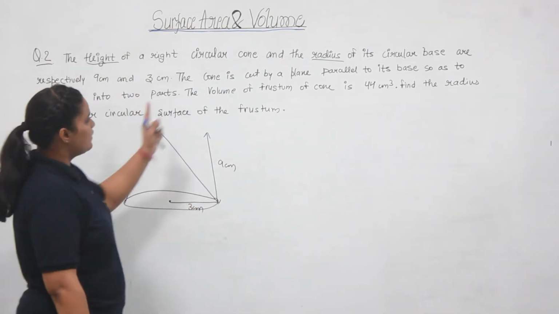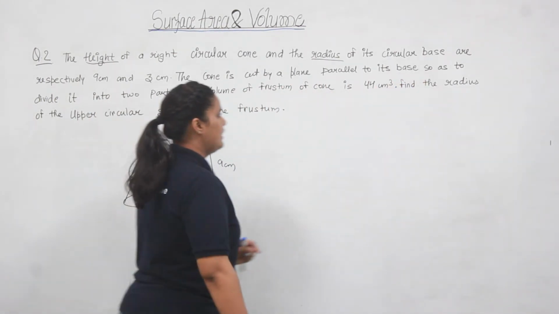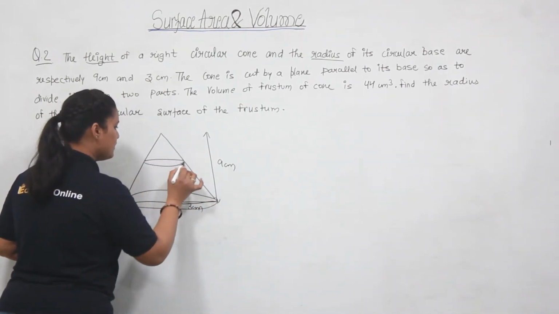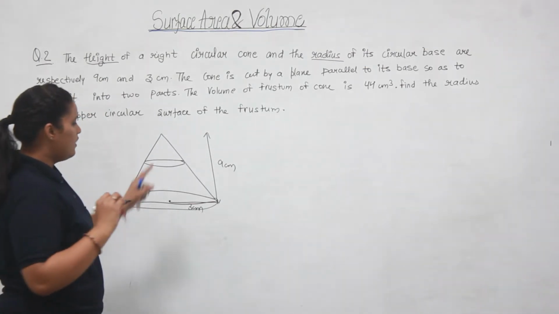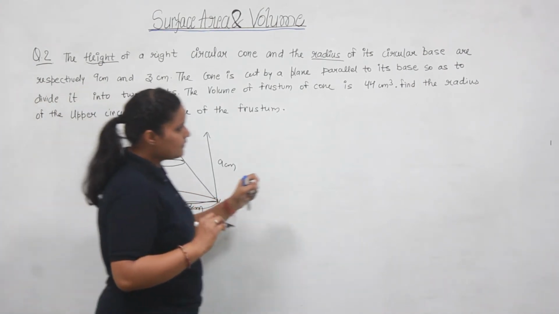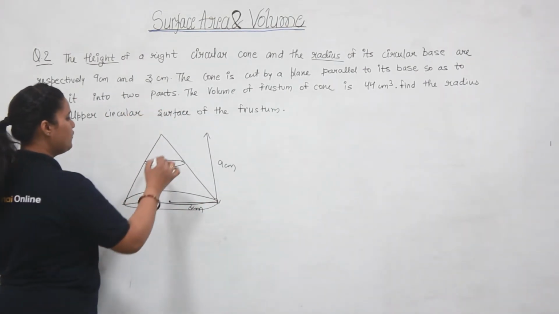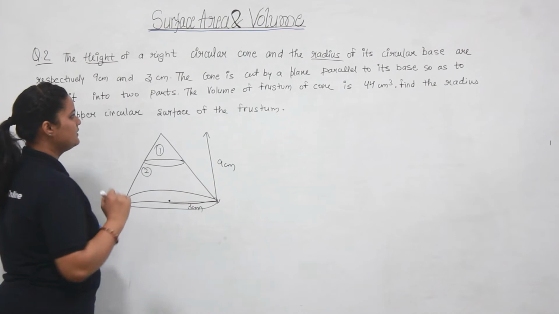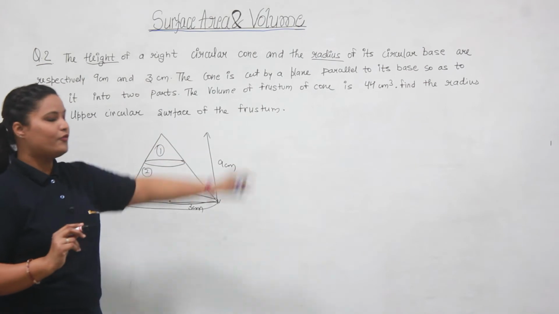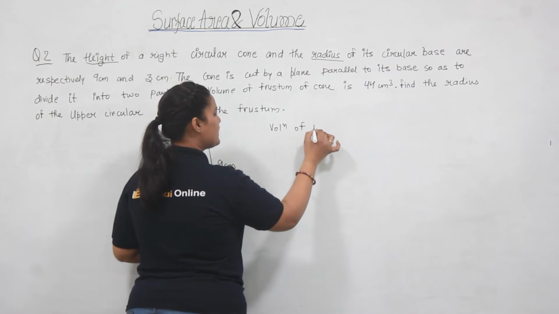The cone is cut by a plane parallel to its base. It means this is the base and we have to cut it parallel to the plane of the base. It means we are making a frustum of the cone, so as to divide it into two parts, right? One part is this and the second part is this. The volume of the frustum of the cone is given. It is 44 centimeter cube. Volume of the frustum is given.